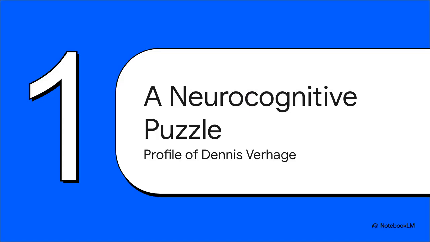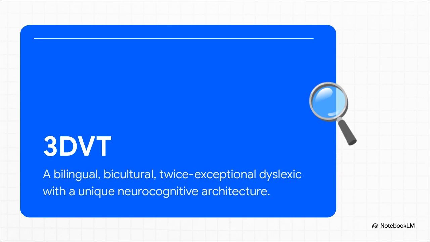All right, so first up, a neurocognitive puzzle. Let's dig into the unique profile of Dennis Verhage. Okay, to really get this, you first have to understand the system we're talking about. Dennis is described as a 3DBT. That stands for bilingual, bicultural, twice exceptional dyslexic. Now, that term twice exceptional is super important here. It means someone who is both gifted and has a learning disability.